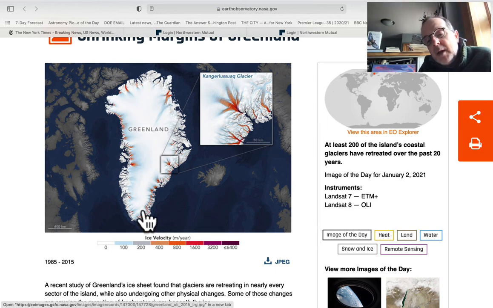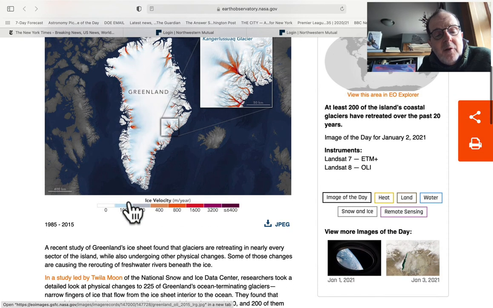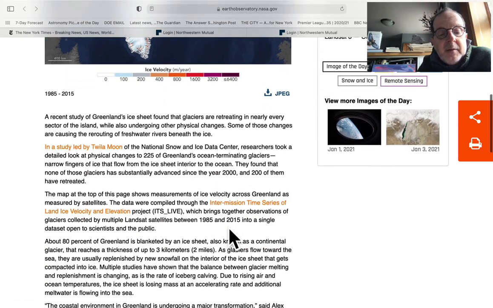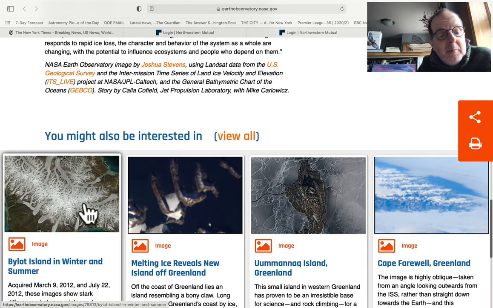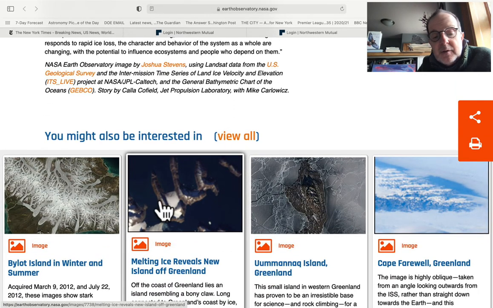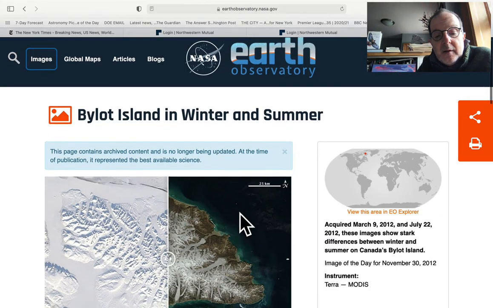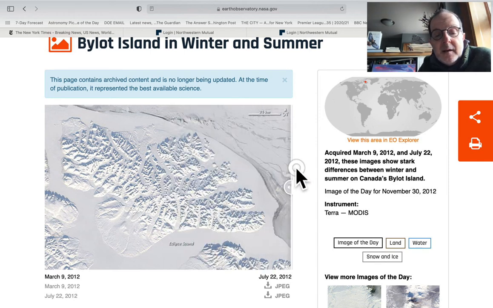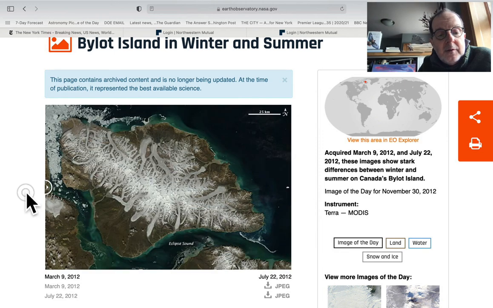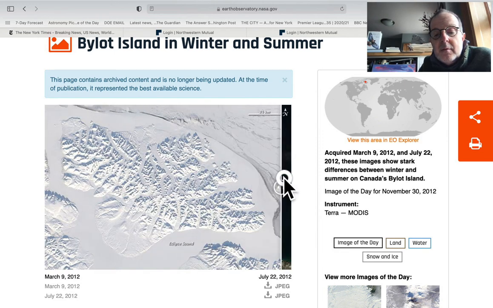So we go back to where we began. As we end the year looking at glaciers, we go back to the tools that we learned of in the fall. So I hope you can find the time in the future to enjoy the NASA observatory and maybe even look at other images. So for instance, here's a nice image from 2012, winter and summer in a part of Canada called Bilot Island. Here's the winter, here's the summer, here's the winter, here's the summer.